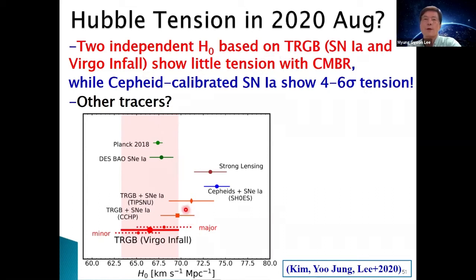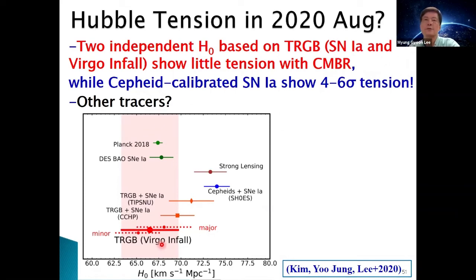In this diagram, we plot the value of the Hubble constant measured from Virgo in 4 as the large red circles. The red boxes are TRGB-calibrated supernova 1A from CCHP, and this diamond is TRGB-calibrated Taiwanese supernova 1A from TIP Snow from Zhang and Lee. The Taiwanese supernova 1A TRGB and Virgo in 4 TRGB are totally different and independent, but they show similar values of the Hubble constant.